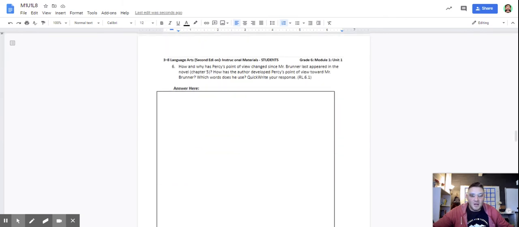The last part is chapter 6. How and why has Percy's point of view changed since Mr. Brunner last appeared in the novel in chapter 5? It wants you to show me what the author did. So basically, in this box, I want you to type one paragraph, which is 6 sentences, okay? 6 sentences. I want to know, how has Mr. Brunner been acting? So how is he acting? And what does Percy think about him? And I want you to just write me one quick paragraph about what the author does.